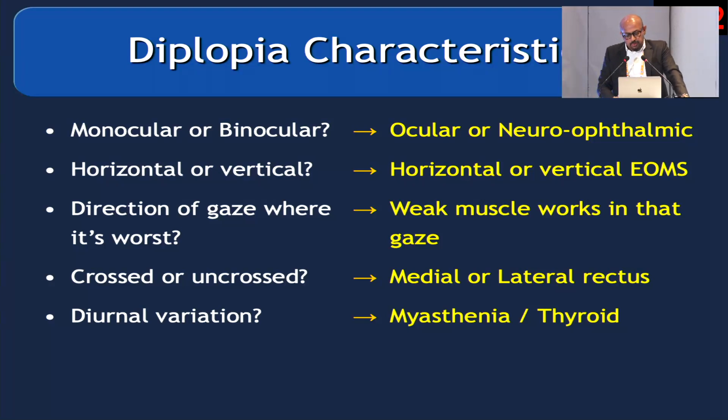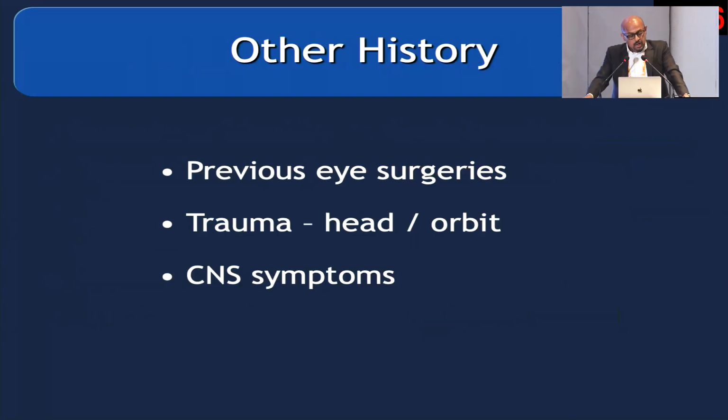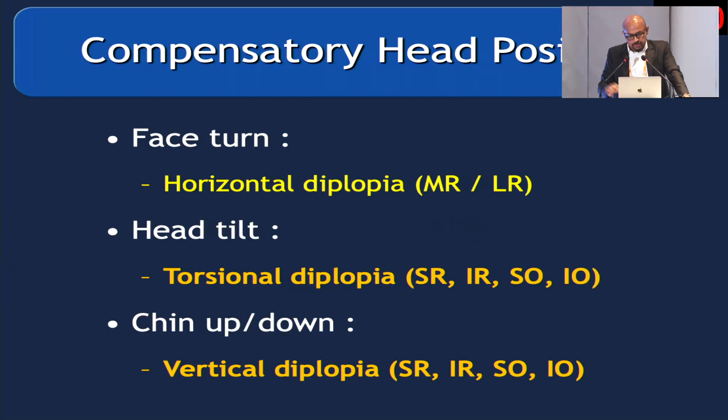Now, when we're talking about vertical diplopia, you need to ask these three questions apart from that diplopia questionnaire. Were there any previous eye surgeries? Because sometimes an eye surgery with asymmetrical fibrosis can cause a vertical diplopia. Was there any trauma to the head or the orbit? And associated CNS features.